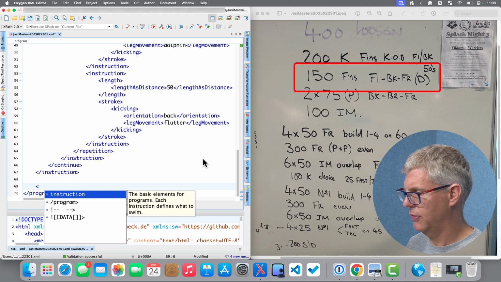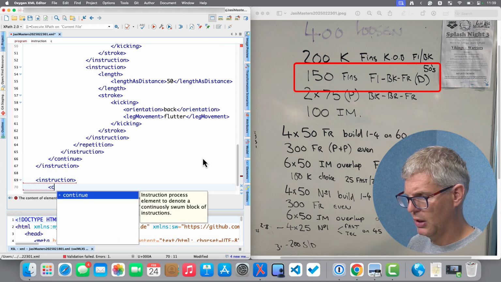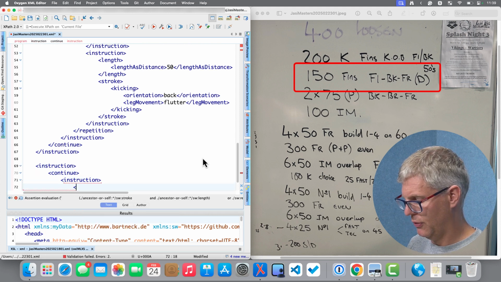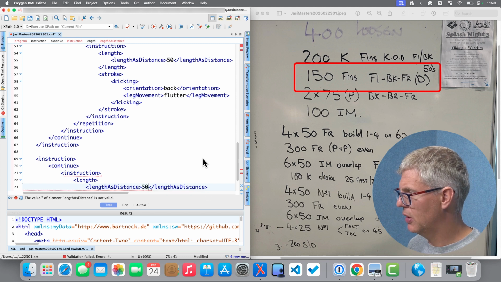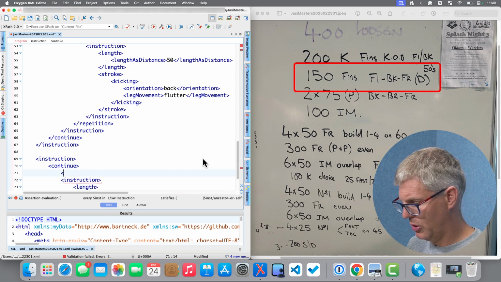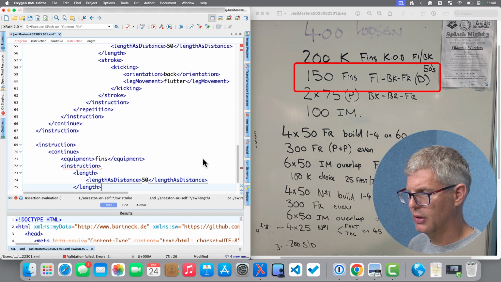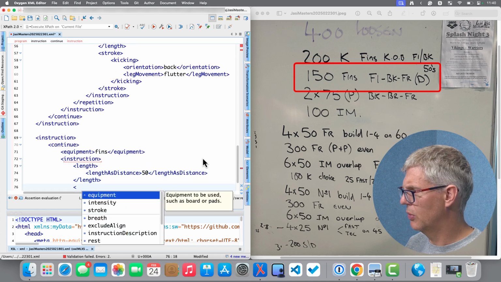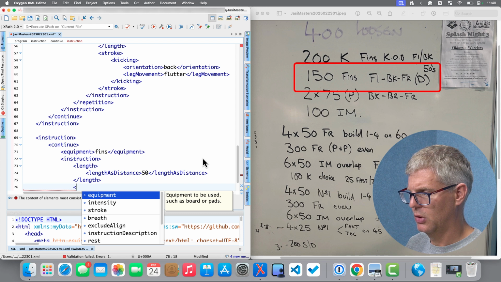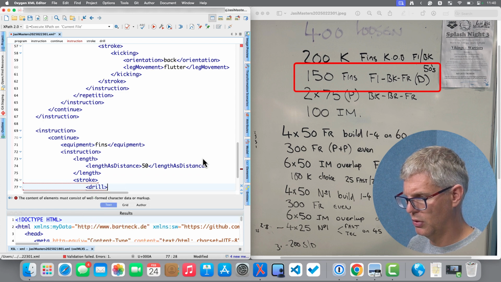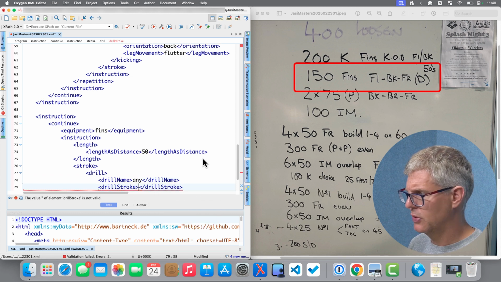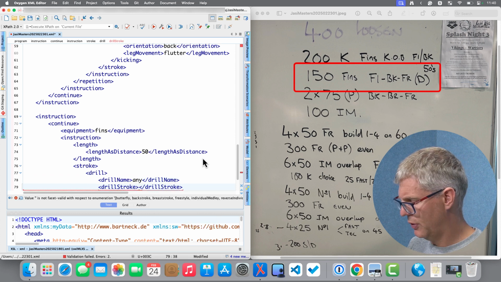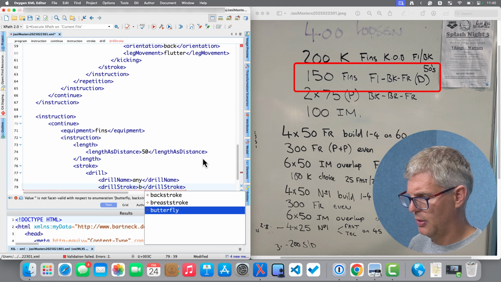This is just continue. So we have length as a distance, 50 meters. So actually I'm going to put the equipment right in there, so don't forget that. So these are drills. So the stroke is a drill. Didn't specify which one. So we start with drill, stroke, fly. So butterfly.